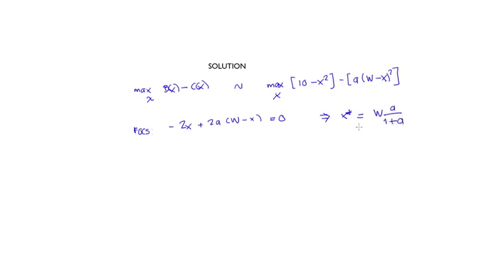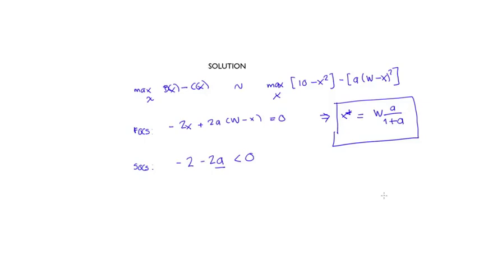Now, that gives us a formula for the locations that satisfy the first order condition, and this is the only thing that we get. But remember, we also need to check the second order condition. To do that, we take the second derivative of the objective function, which is the derivative of the derivative with respect to x, and this gives us minus 2 minus 2a, which is less than 0, since a, as we saw, was a positive constant. This gives us the solution for the optimal location, given by w times a divided by 1 plus a.